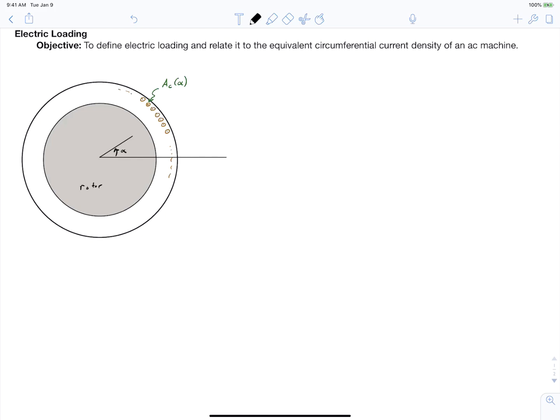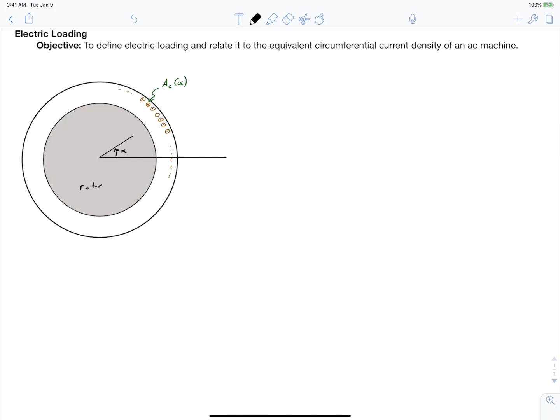And then we're going to use this to develop the parameter of electric loading of an electric motor, which is a fundamental design property of motors. It's an inherent property of motors that's independent of the size of the motor that you're constructing.